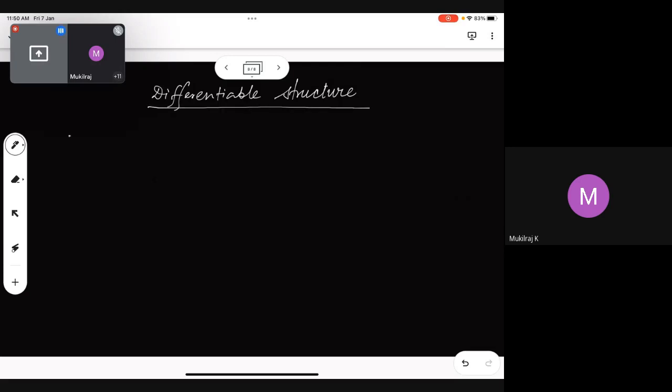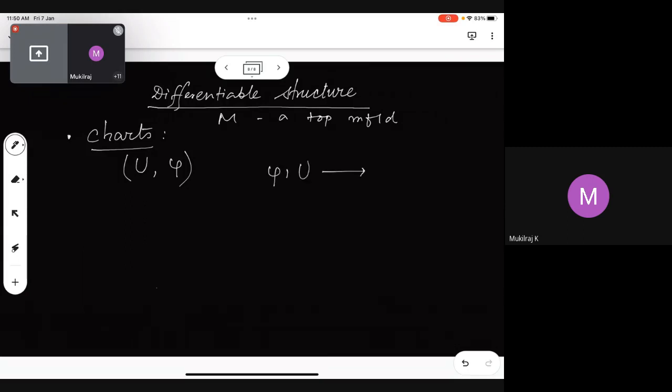So here the main objects are charts. Let M be a topological manifold. A chart consists of a neighborhood, an open set U, and a map phi from U to some open subset of Rn, which is a homeomorphism. It's just like local Euclidean. So this locally Euclidean space has these charts.